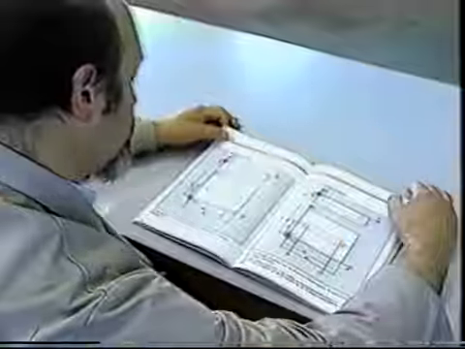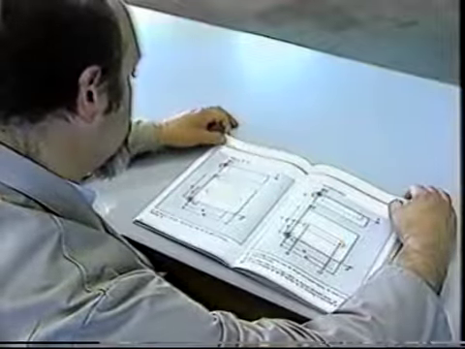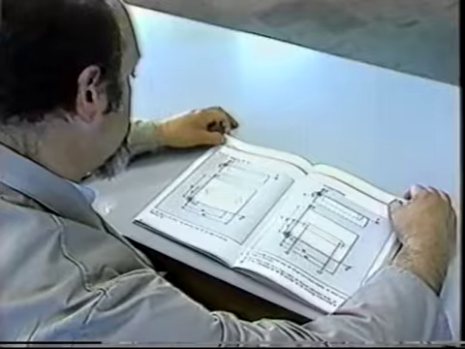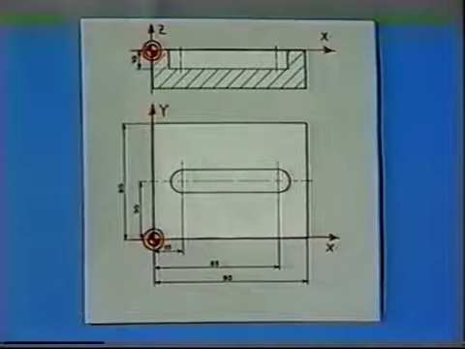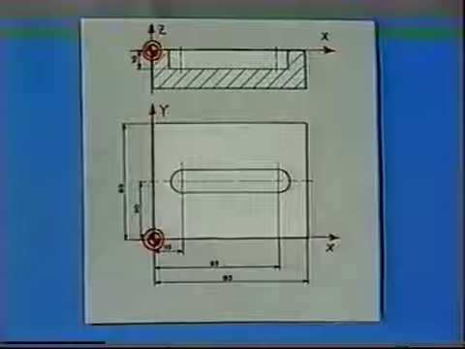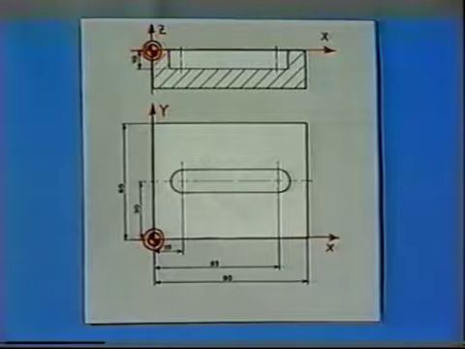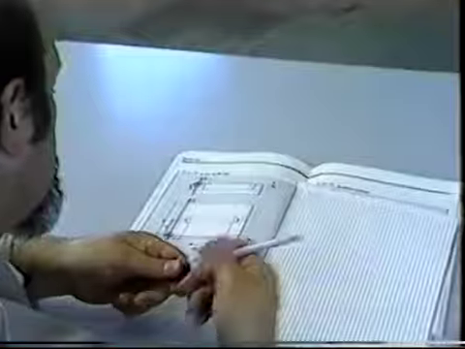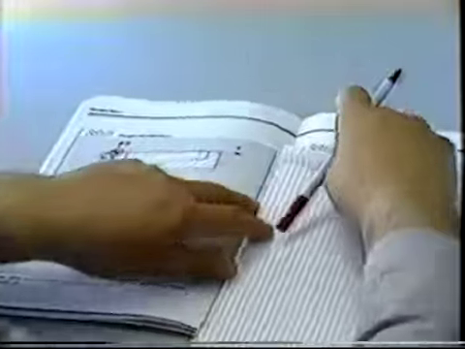Let's take a simple groove to start out with. Step 1. Select the workpiece 0 point. The workpiece 0 point is obvious. It's located at the lower left corner. Step 2. Determine the coordinates.